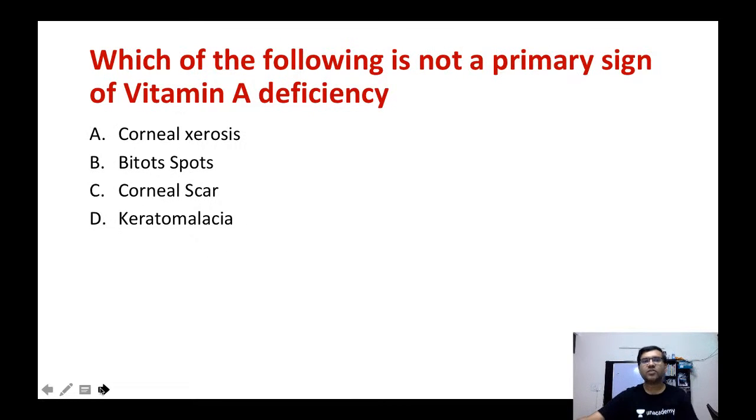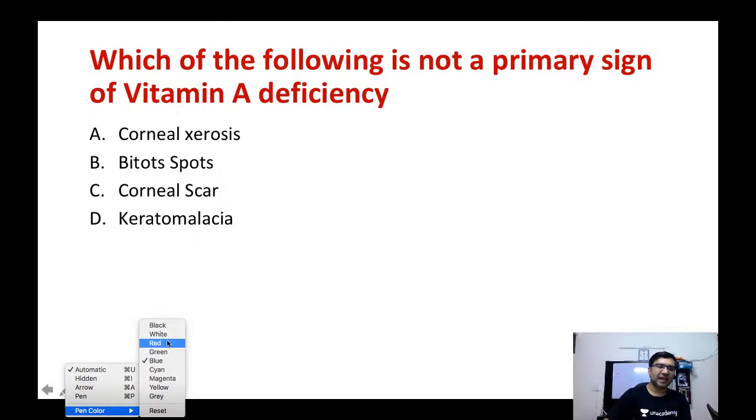Okay, so the next question is, which of the following is not a primary sign of vitamin A deficiency? Your options are corneal xerosis, Bitot spots, corneal scar or keratomalacia. Whenever we talk about vitamin A deficiency, we have the primary signs and the secondary signs. Primary signs mean that there is an active vitamin A deficiency, and the secondary signs are manifestations which were because of the vitamin A deficiency and have caused a permanent damage. So my question is, which of them is not a primary sign but a secondary sign which has caused a permanent damage to the cornea or towards the fundus?